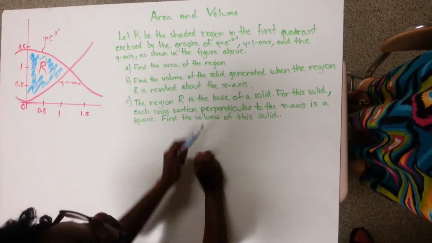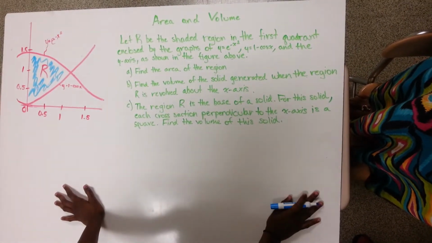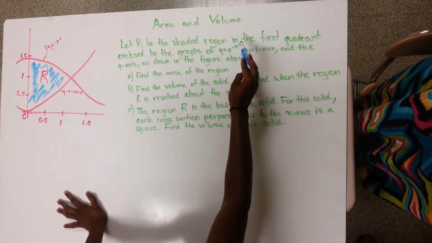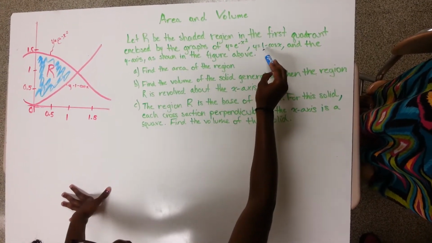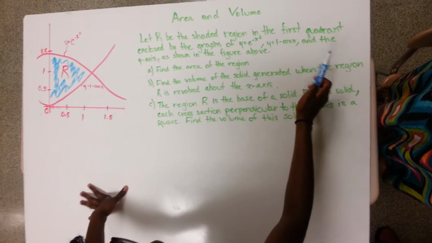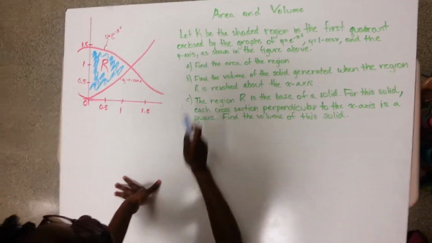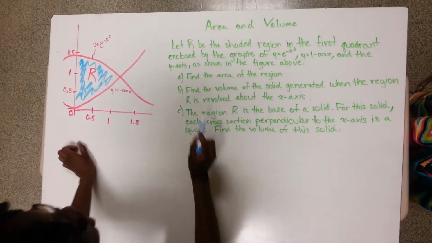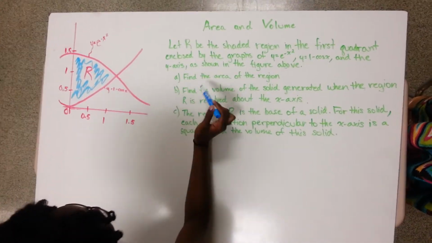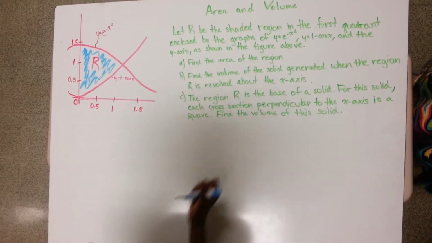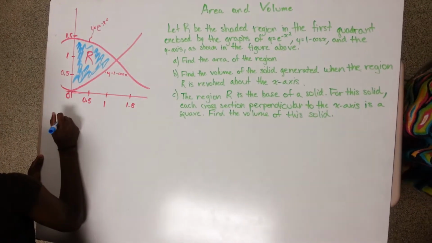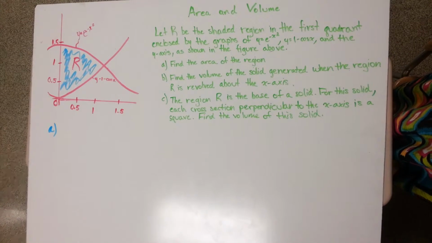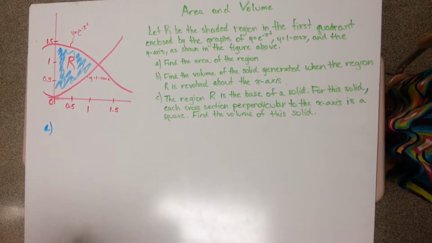Let R be the shaded region in the first quadrant enclosed by the graphs of y equals e to the negative x squared, y equals 1 minus cosine x, and the y-axis as shown in the figure above. Okay. First problem we'll be solving today is find the area of the region.